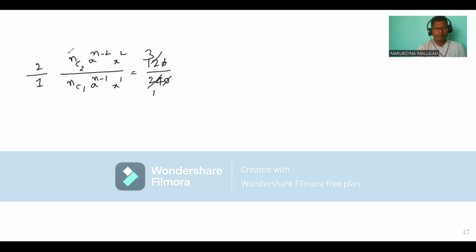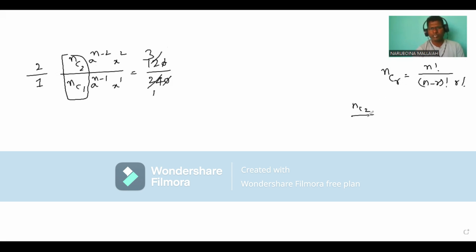Here we have to simplify this nC2 by nC1. This is the most crucial thing. I will make it clear. So you know the nCr formula: factorial n by factorial n minus r into factorial r. Using this, we have to simplify this nC2 by nC1.